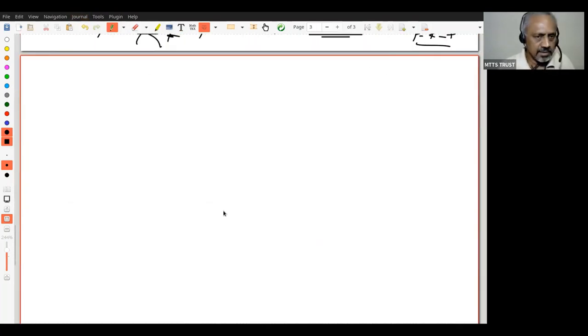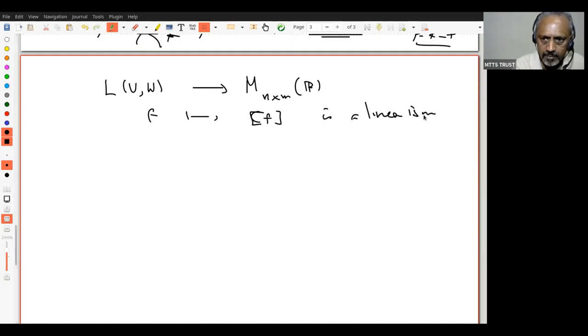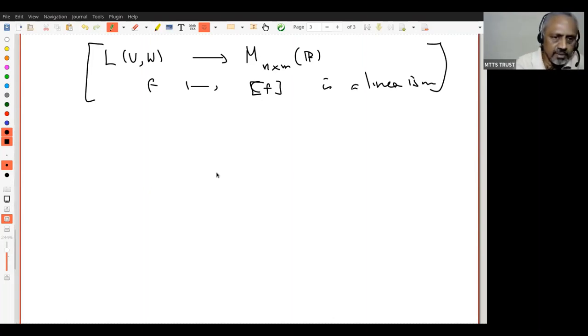Okay. The next result, this is one theoretical result. And remember, this is what we used to prove the following result: the map F from L(V, W) to M of n cross m is a linear isomorphism. Using the above result, we proved it in the last video, video number 9 on lecture real algebra. Okay. Today what we want to do is a new theorem.